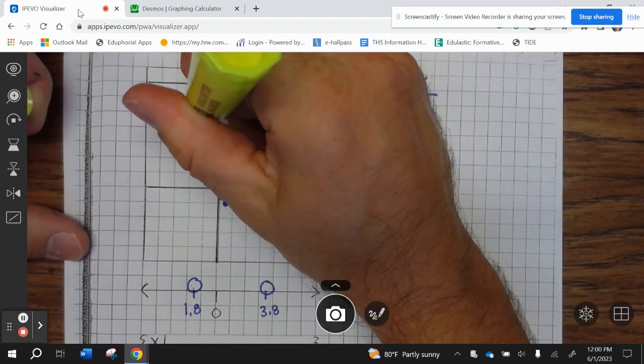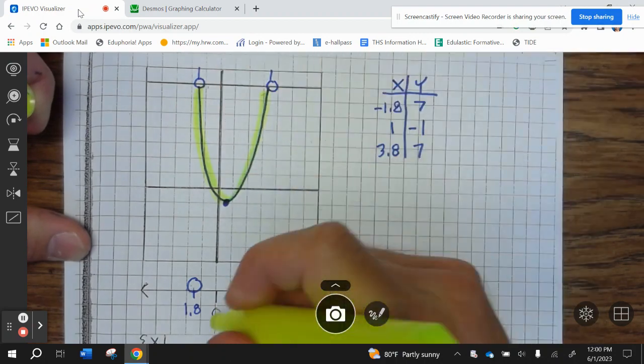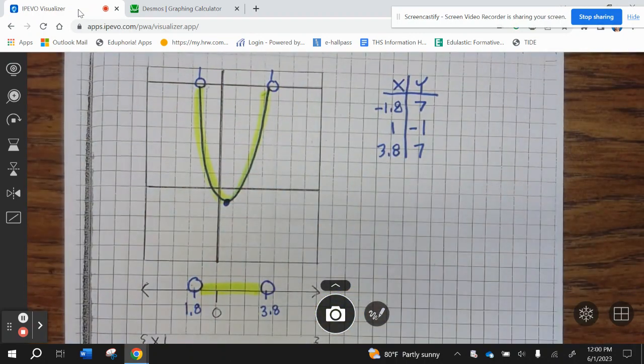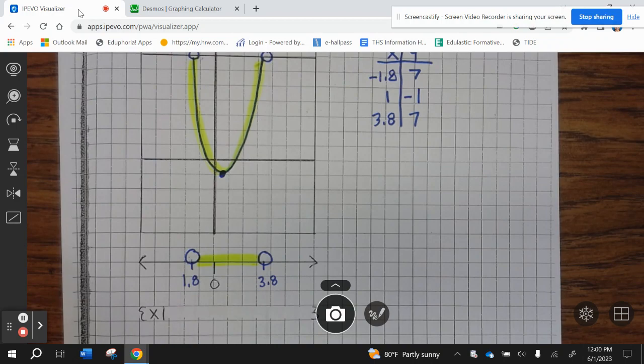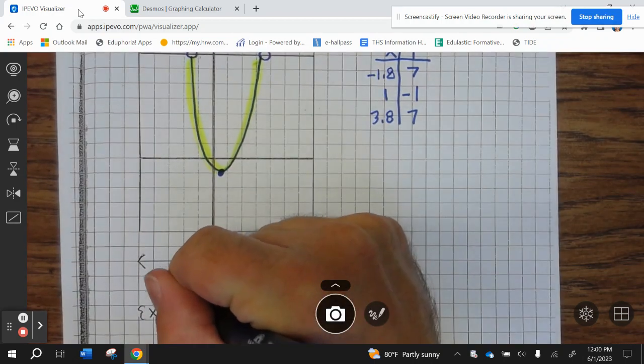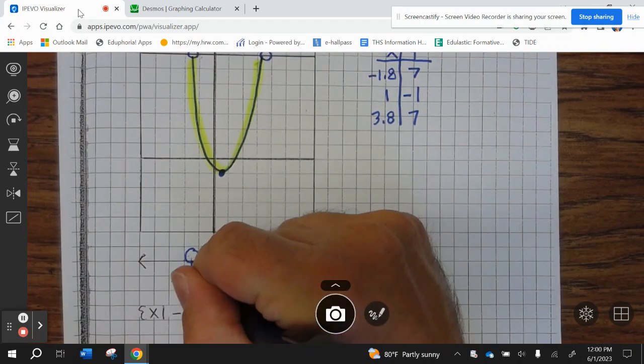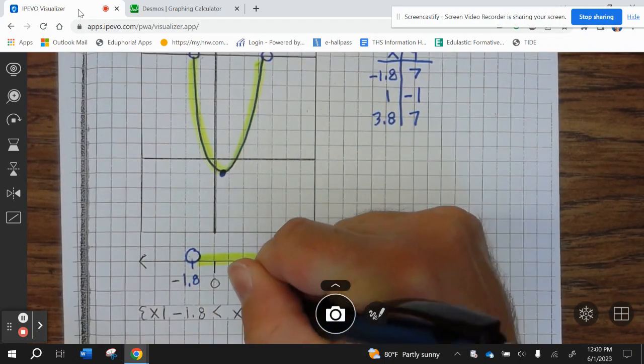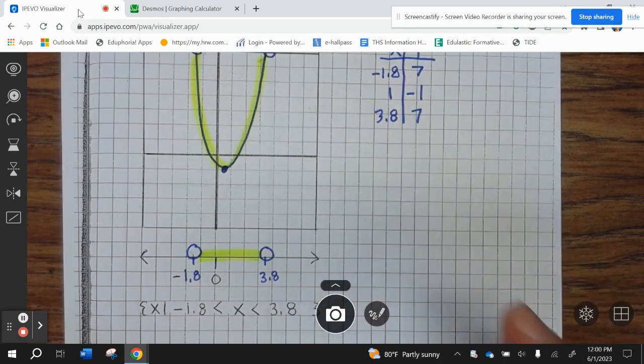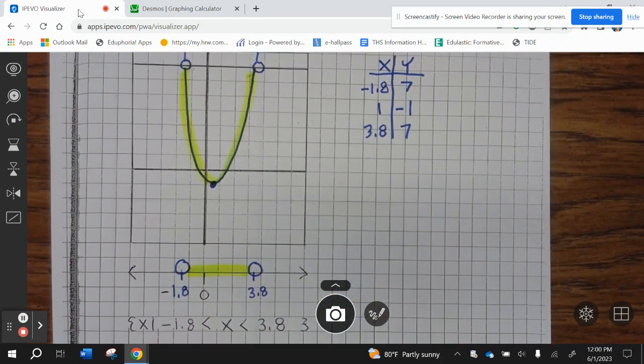Well, it's less than right here, so you shade between. So that's negative 1.8, sorry, less than x less than 3.8. All right, go ahead and finish up example 3.